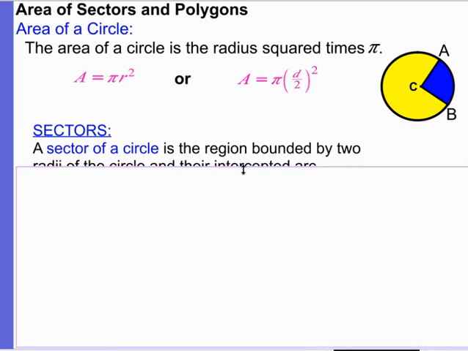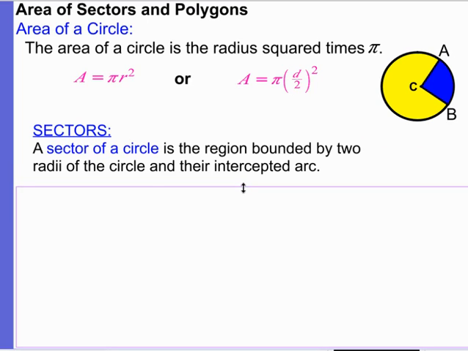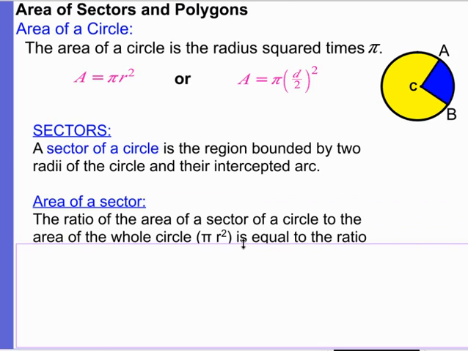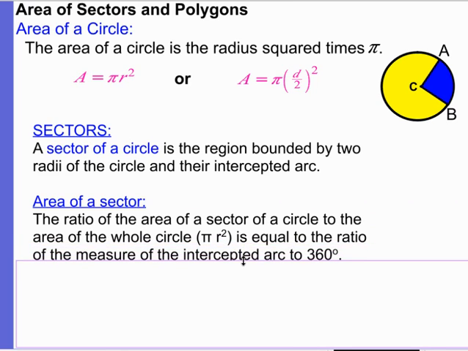sectors of a circle, let's talk about some definitions. So, a sector is the region bounded by two radii. So, AC and BC are radii of this circle, and they intercept arc AB. Okay, so the area of a sector is the ratio of the area of a sector of a circle to the area of the whole circle. Okay, and that is equal to the ratio of the measure of the intercepted arc to 360 degrees.